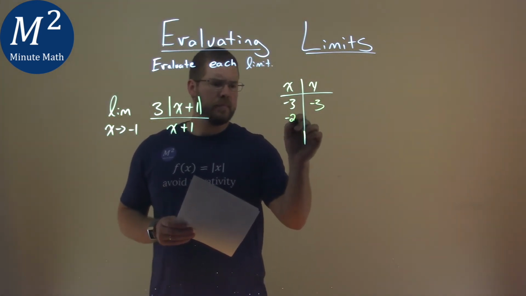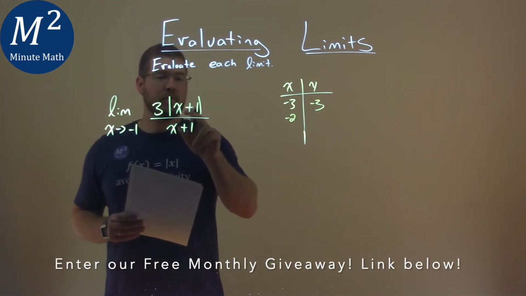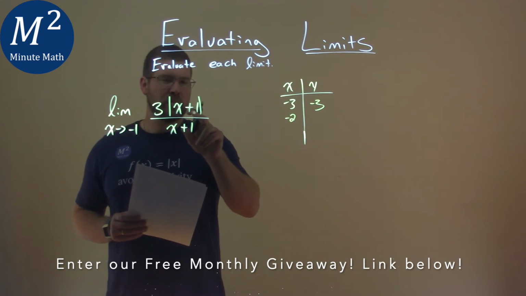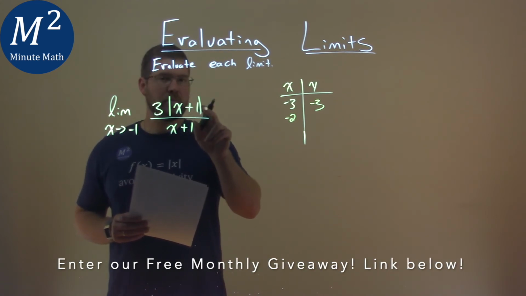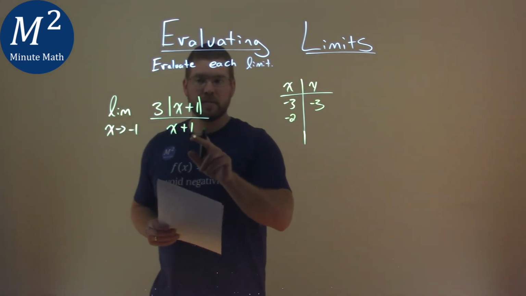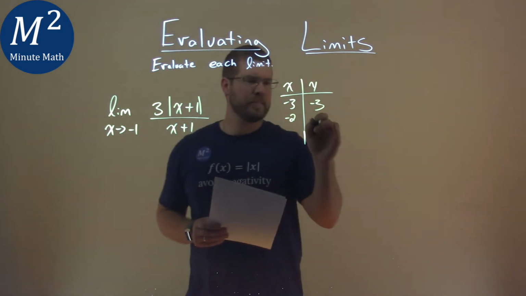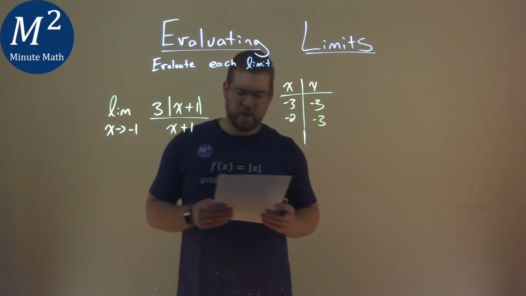Interesting. Well, what happens if we put a negative 2 in? Negative 2 in for x. Negative 2 plus 1 is a negative 1. Make that positive with the absolute value, and we have a 3 up top. And then in the denominator, negative 2 plus 1 is a negative 1. So 3 divided by negative 1 is a negative 3.